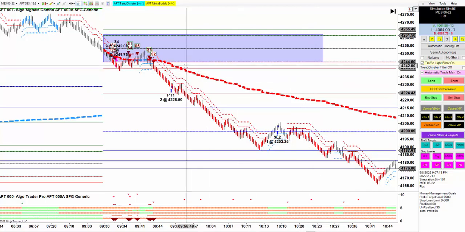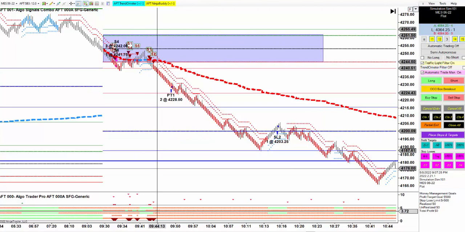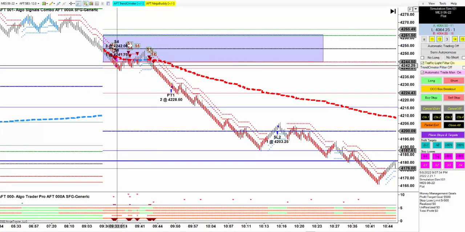All right, so the no trade zone here is this blue shaded area, and at the bottom we have our traffic light filter. There are some things that the software is looking for in order to generate a signal, but not only generate the signal, but send that signal to what we call the Ninja Buddy here for trade execution.